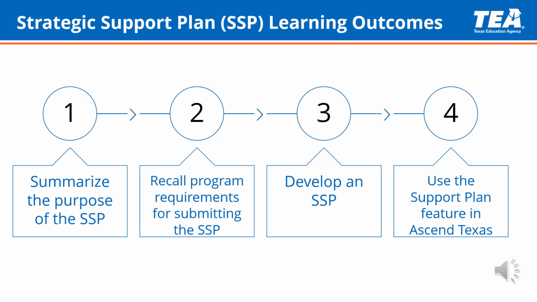During this session, we will provide an overview of the Strategic Support Plan, SSP, outline program requirements for engaging in continuous improvement activities, walk through the steps of the development process, and discuss how to use the support plan feature in the Ascend Texas application located in the Texas Education Agency Login, or TEAL. At the conclusion of today's session, participants should be able to summarize the purpose of the SSP, recall program requirements for submitting the SSP, develop a strategic support plan, and use the support plan feature in Ascend Texas to generate a strategic support plan.